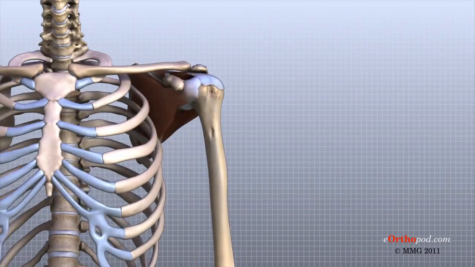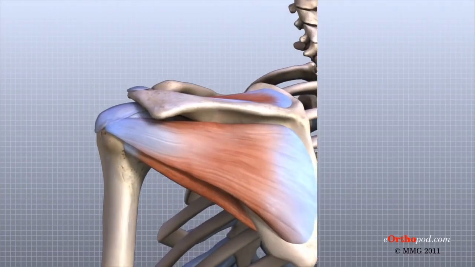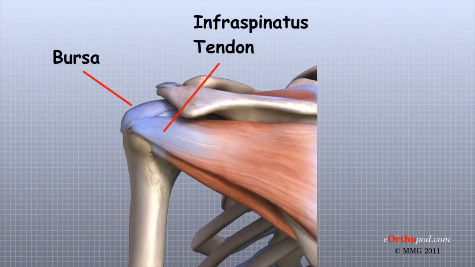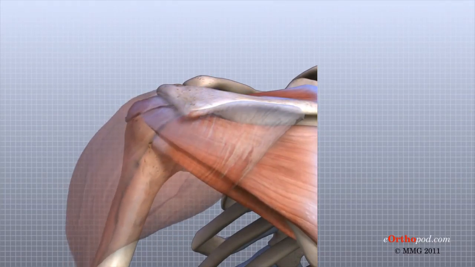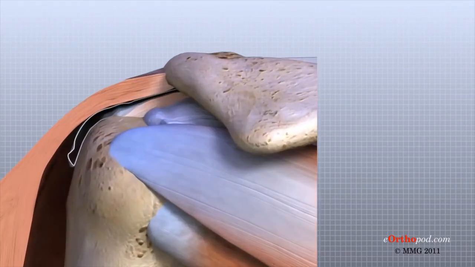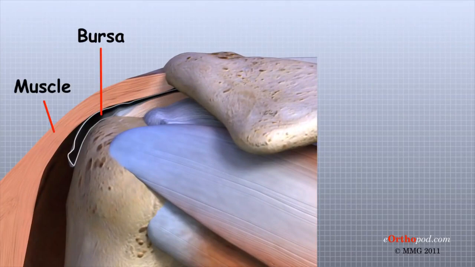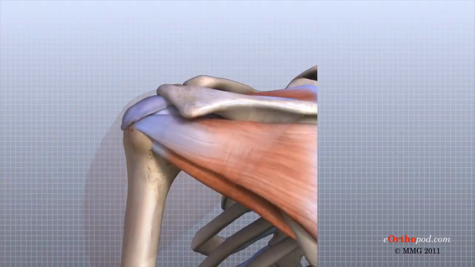Sandwiched between the rotator cuff tendons and the deltoid muscle are structures known as bursa. Bursa are everywhere in the body. They are found wherever two body parts move against one another and there is no joint to reduce the friction. A bursa is simply a watertight sac between two moving surfaces that contains a small amount of lubricating fluid.